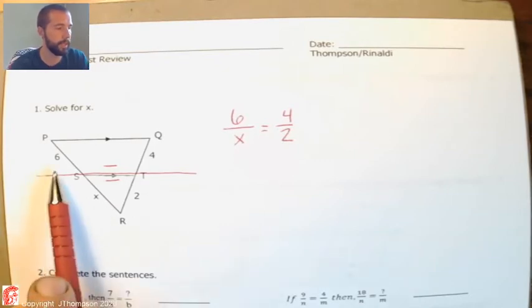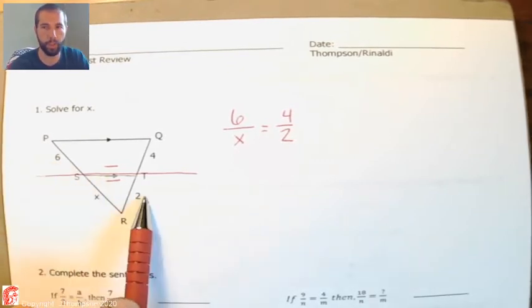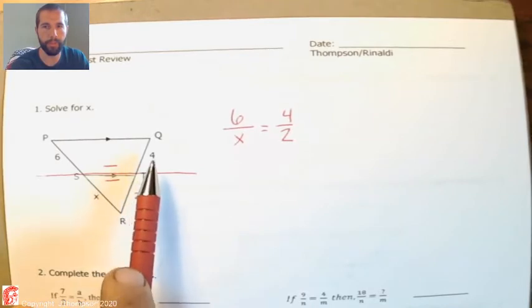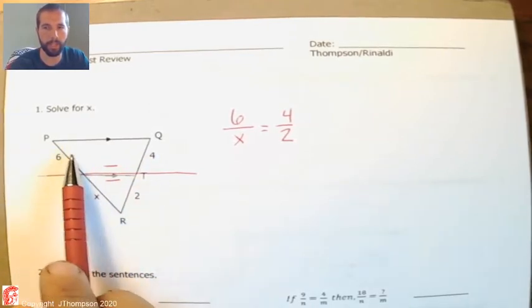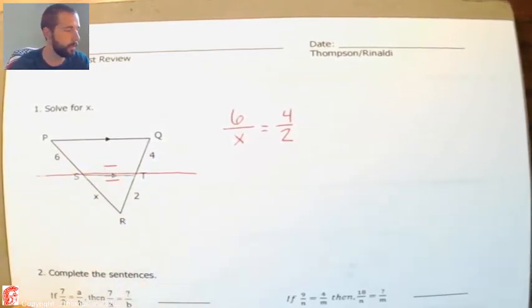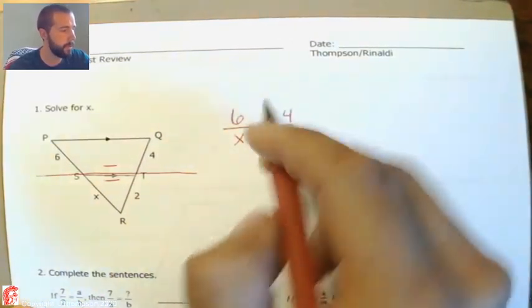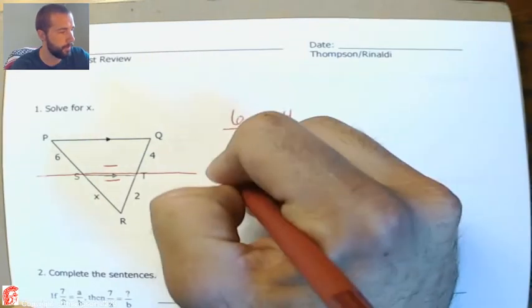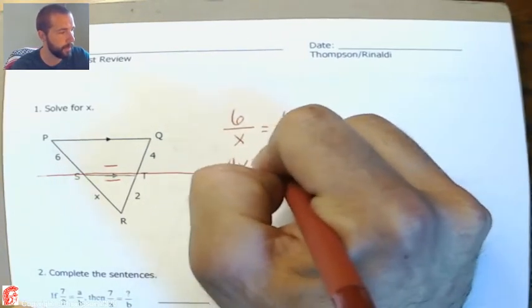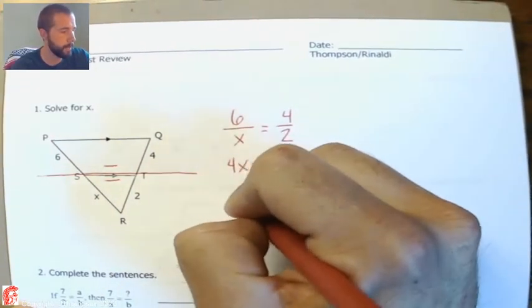But if you do something like setting up by saying 6 over 2 equals 4 over x, that doesn't work because 6 doesn't correspond with 2. So you can't do it that way. Either way, you should get the same answer as me. 6 times 2 is 12. x times 4 is 4x, so we get 4x equals 12. And then divide by 4, and you get x equals 3.